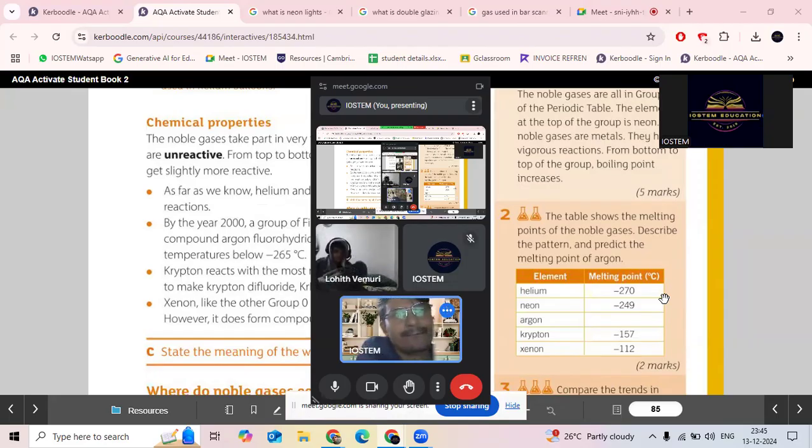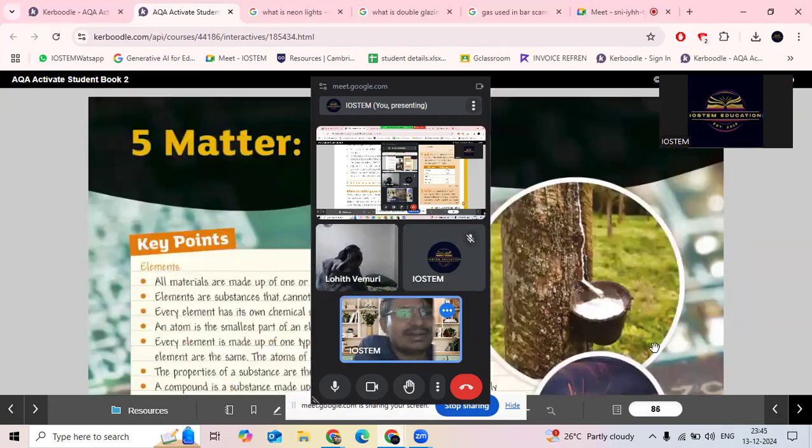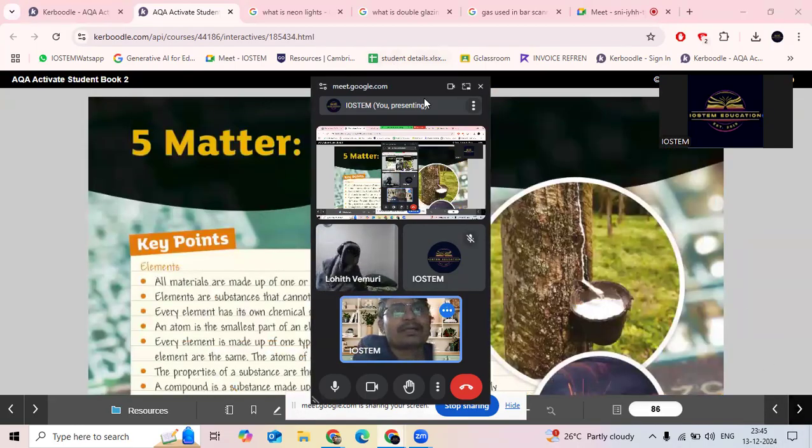Understood? So you have to explain that the melting point of argon lies between minus 249 and minus 157, and its value should not be greater than minus 157 and should not be less than minus 249 degrees Celsius. Understood? You have to write like this, then you will get the full marks. Otherwise, they will take your marks somewhere. These are the summary.